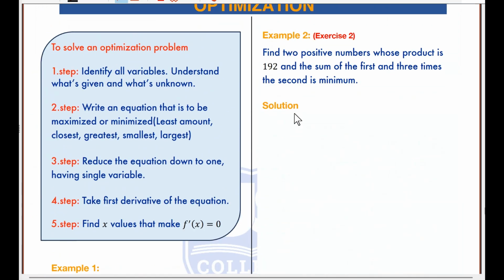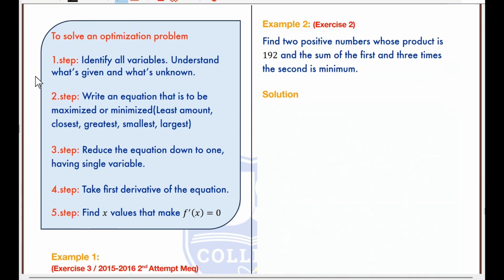Okay, let's move on. Second question, similar type of a question, exercise 2. Find two positive numbers, let's say x and y, whose product is 192. So this is the given information. By using this given information, write the equation. What is the equation? The product is 192. Product of what? Two positive numbers, which are x and y. So x multiplied by y is given as 192.